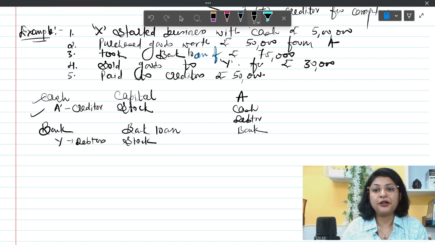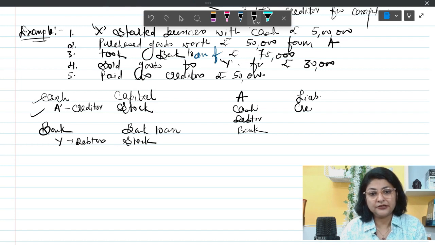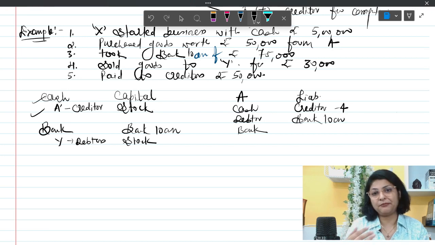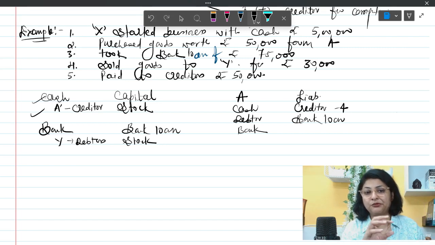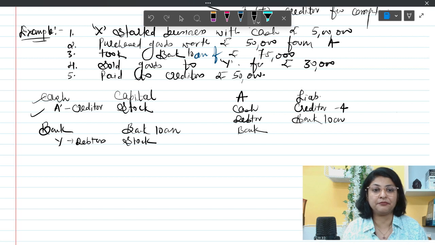Okay, and if I talk about the liability side, under liability side I have creditor whose name is A, and I have bank loan also as one of my liabilities, and capital will always be there. That liability does not have any further bifurcation. So I know now under asset account I have to make 3 columns, and under liability account I have to make 2 columns, creditors and bank loan.